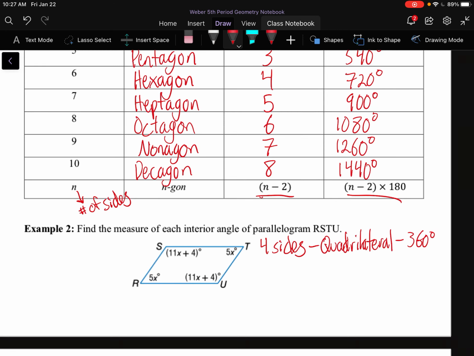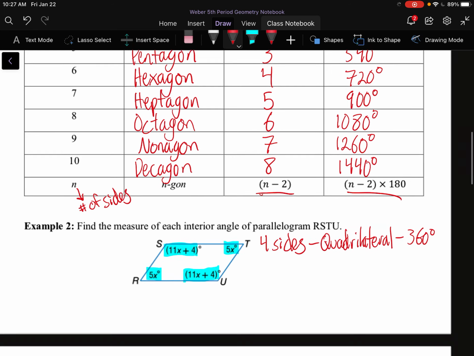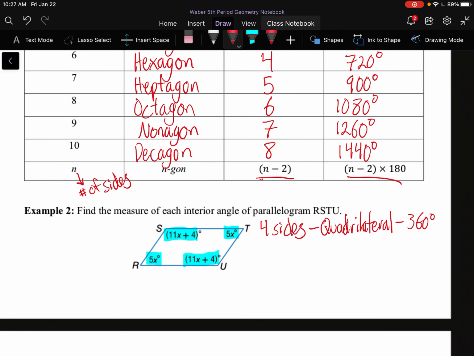So now, I notice I have 3 different equations in here for each of my different angles. I know that all of these equations have to add together to equal 360 degrees. So I can do that.